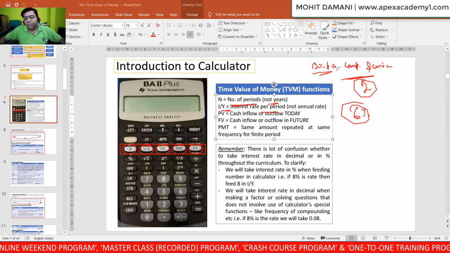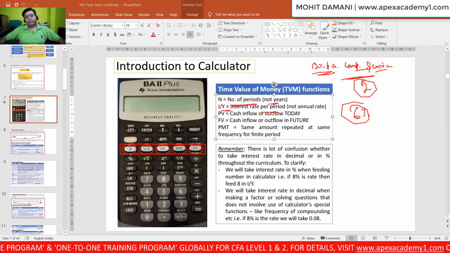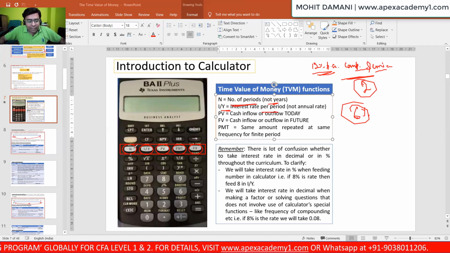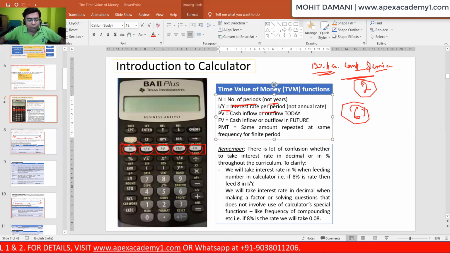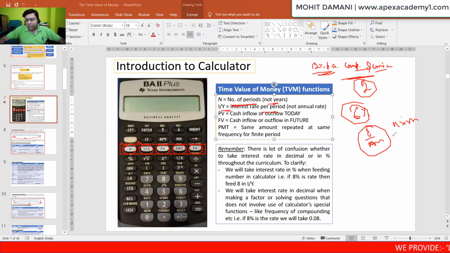That is the same tone that I told you to follow. If it is 12% per annum compounded semi-annually, I don't see 12, I see 6. So if you enter 6 here, automatically you will have to enter 2 for 1 year. If it is 5 years, you will enter 10, and so on. So the thumb rule we all know is that if you do I by M, then you will also have to do N into M.